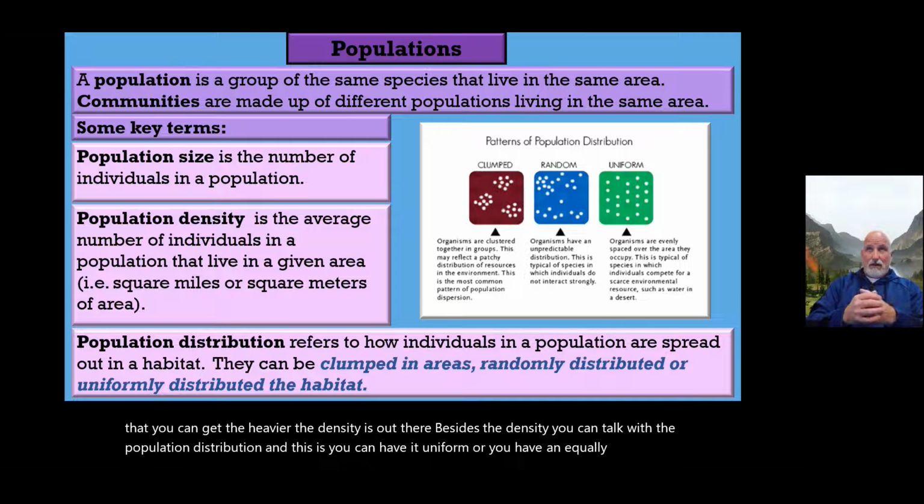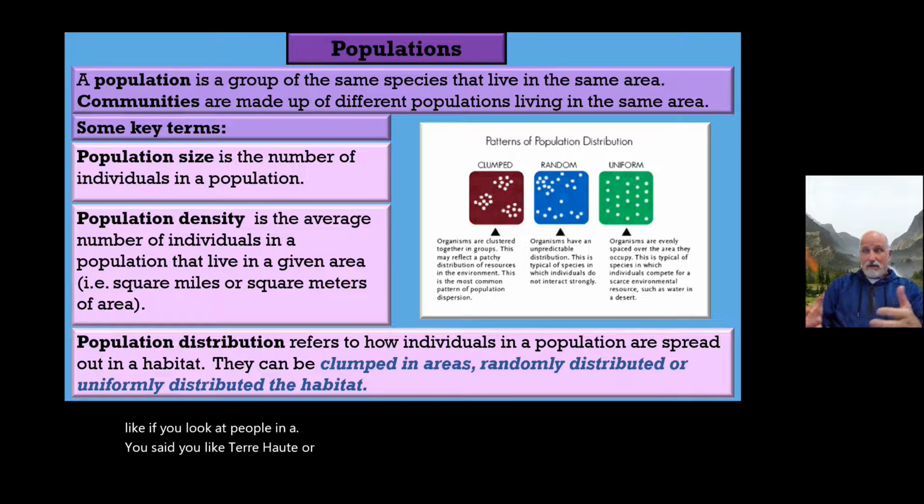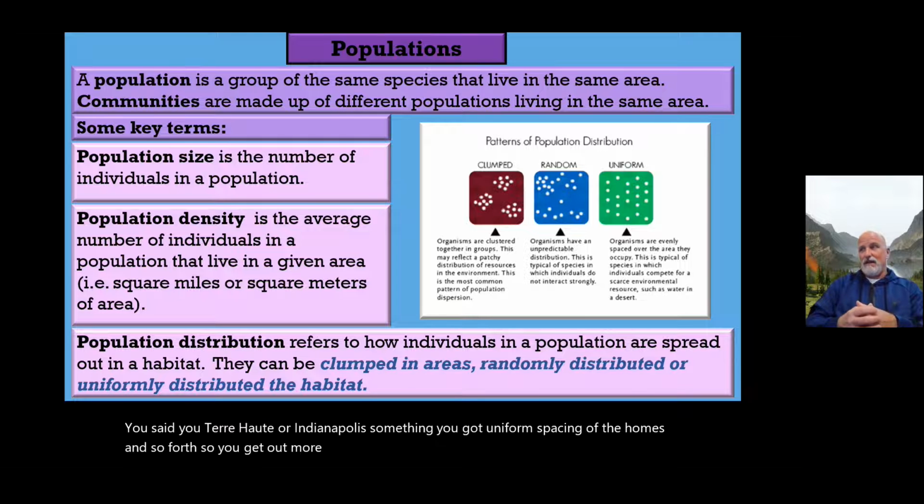Okay, if you look at people in a city like Terre Haute or Indianapolis, you get somewhat uniform spacing of the homes and so forth. Once you get out into more rural areas, then it's more random. Okay, the same goes with animals in the environment.